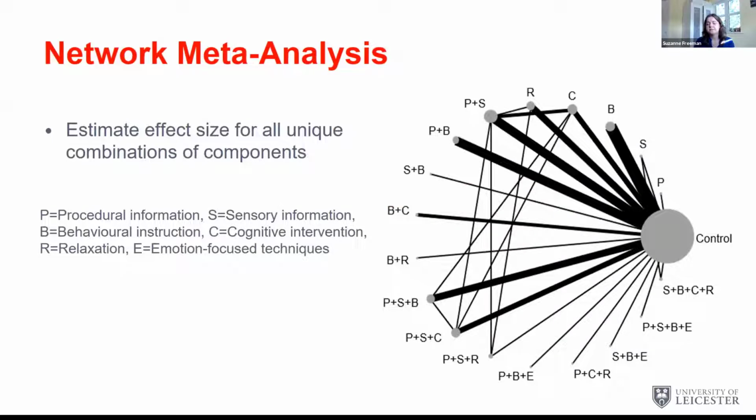So an alternative that they could have considered is network meta-analysis. And with network meta-analysis, we're estimating an effect size for all unique combinations of components. So for the length of stay outcome, we actually have 18 unique interventions in this network. This is the network diagram, and what you can see here is that we have this connected network because each of these interventions is directly compared with at least one other intervention in the network.